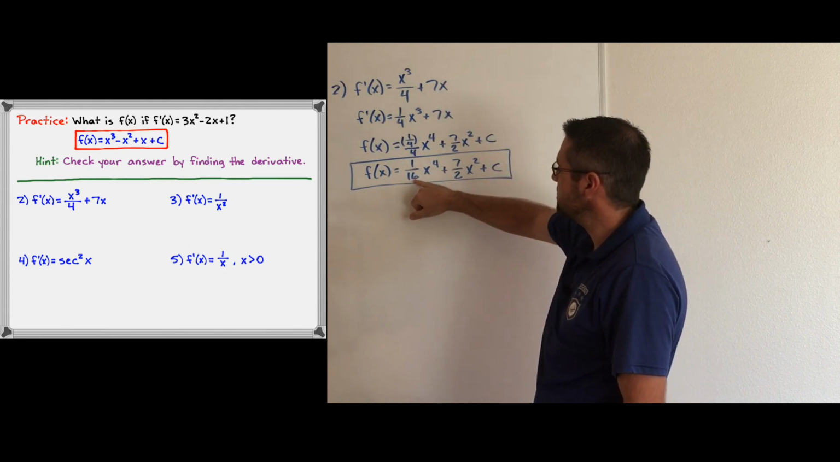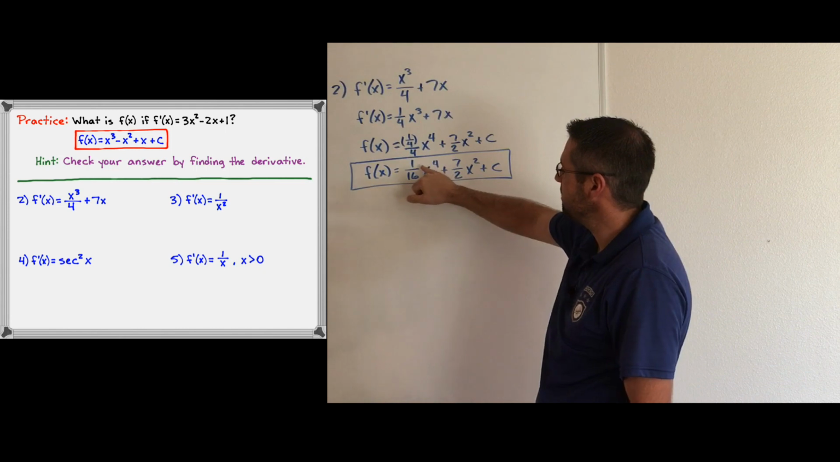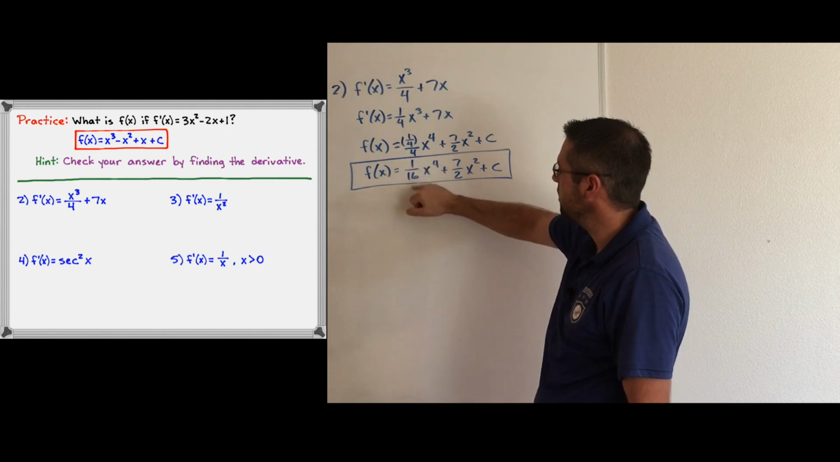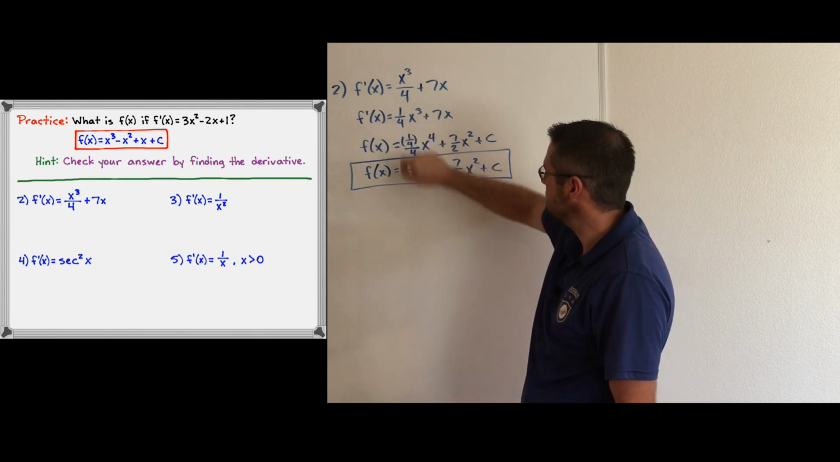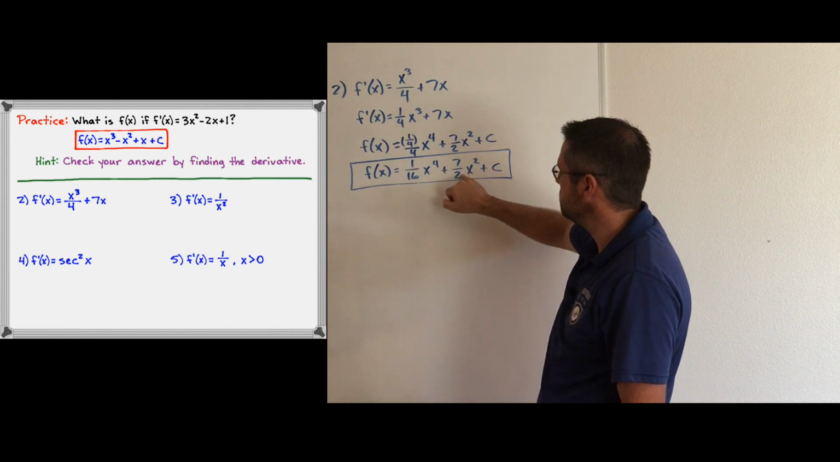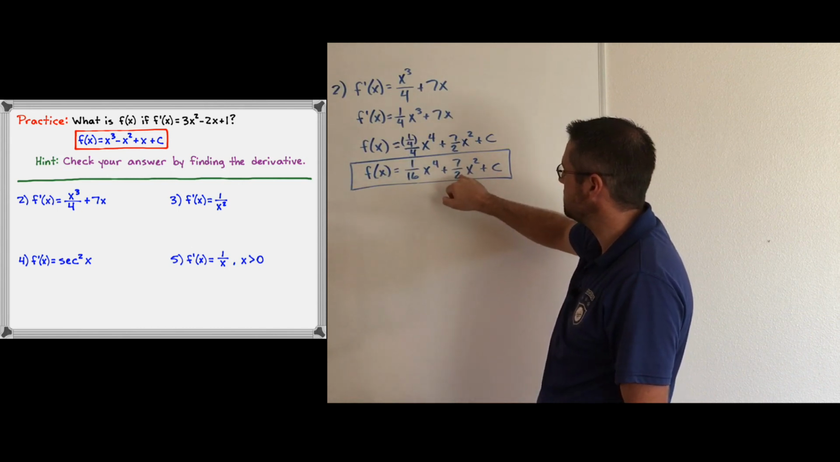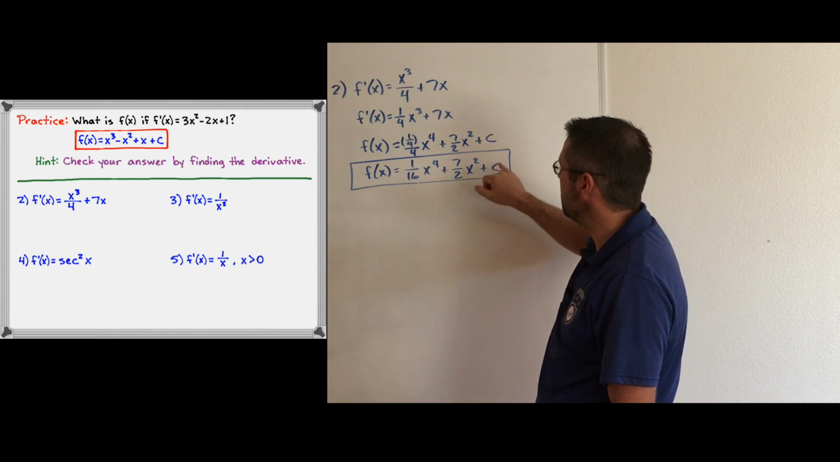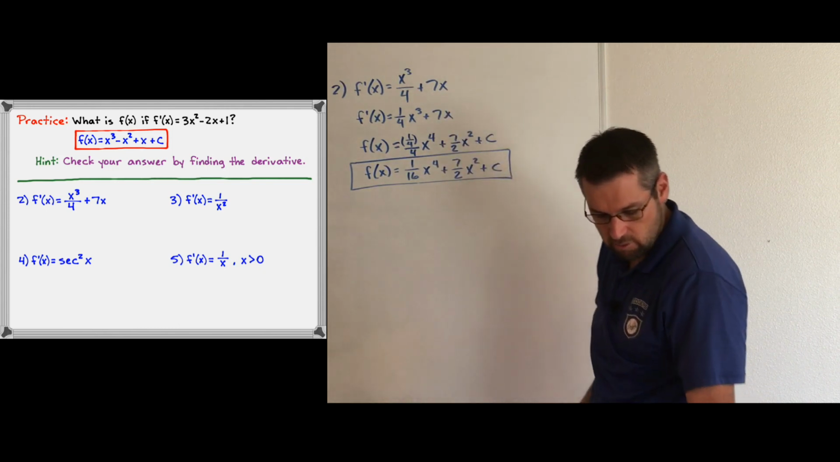So the derivative of 1/16 x to the 4th, we multiply the 4 to the front, we'd end up with 1/4, and then x to the 3rd, that's this. And the derivative of this, we multiply the 2 to the coefficient, so that's just going to cancel out that denominator there. We're left with 7x, and then the derivative of c is just 0.